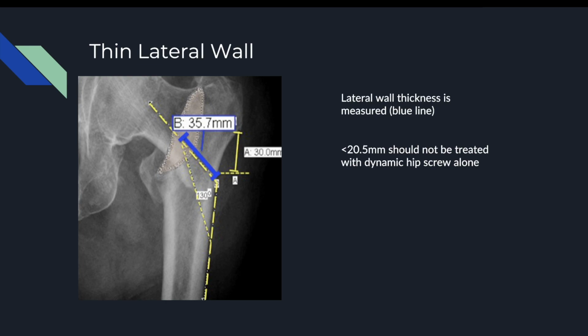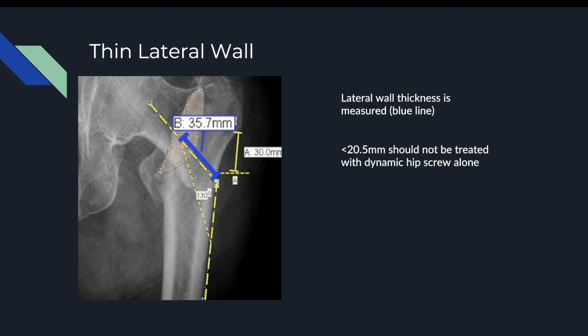Mm-hmm. So you can see their measurement here headed in that 135 degree. They mark, I think, 130 degree. That measurement is 35.7. So you would be thinking, okay, well, this isn't necessarily a thin lateral wall because it's not less than 20.5 millimeters or 2.5 centimeters. But if that fracture line starts to exit lower and lower and lower, the lateral wall gets really thin with this measurement.